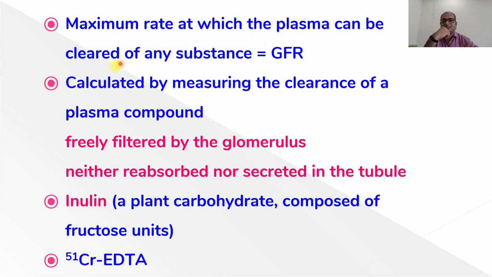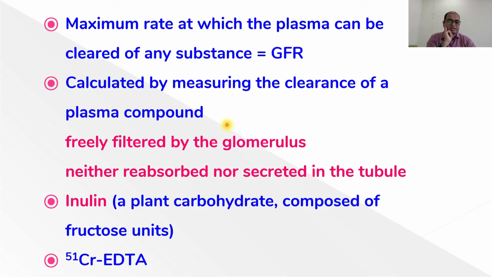So if a particular substance is getting cleared completely, that rate is the maximum rate, and that will directly coincide with the GFR. If we want to measure the GFR of a kidney, which can give us an idea about how the filtration process is going on in the kidney, then we can measure the clearance of a particular substance.